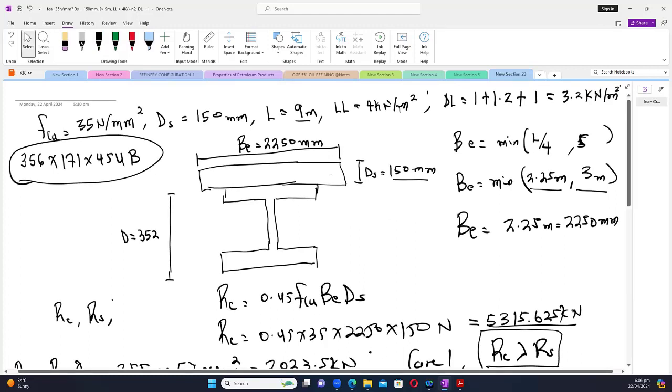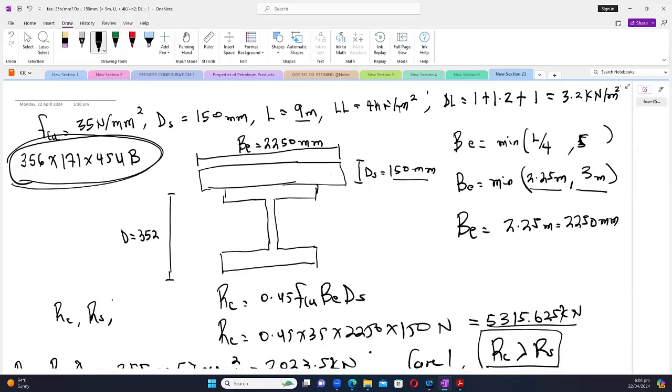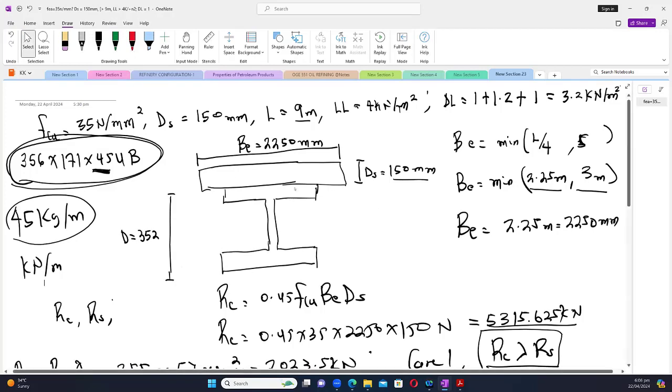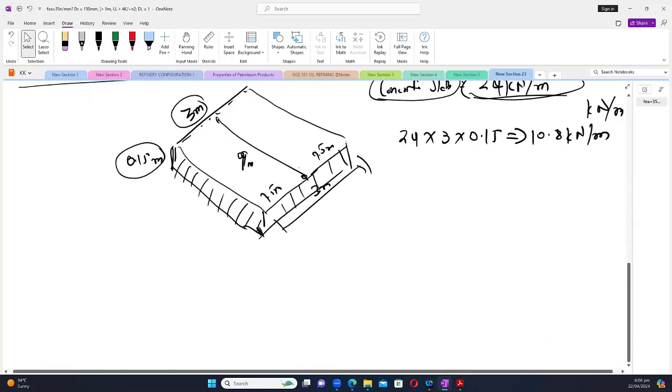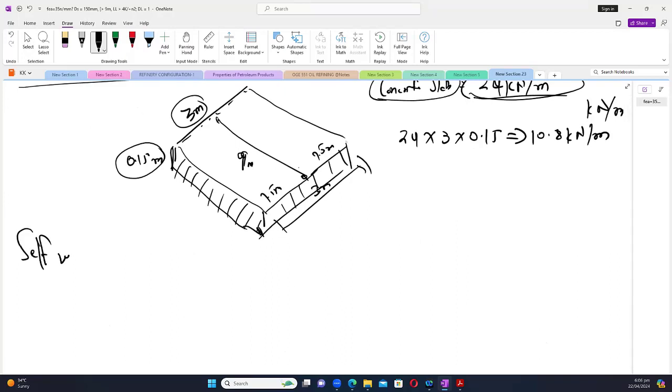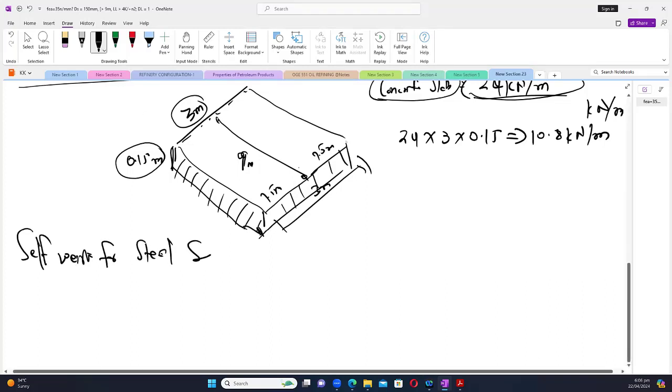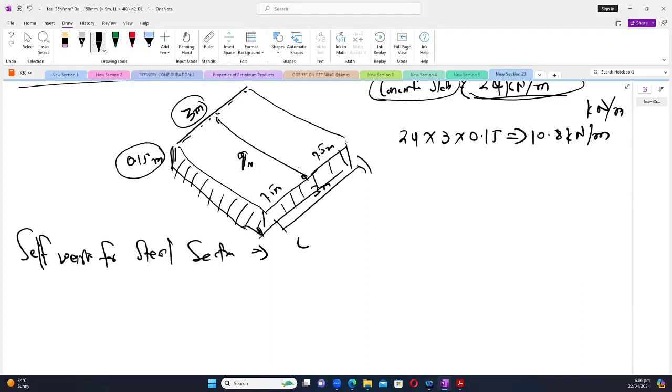So what we'll do is that this steel beam, usually the weight of it is in the second variable, this variable. So this represents 45 kilogram per meter. That's what it means. Okay, so we are going to make use of this and convert it to kilonewton per meter. Okay, so let's look at the self weight for the steel section, which currently is 45 kilogram per meter.